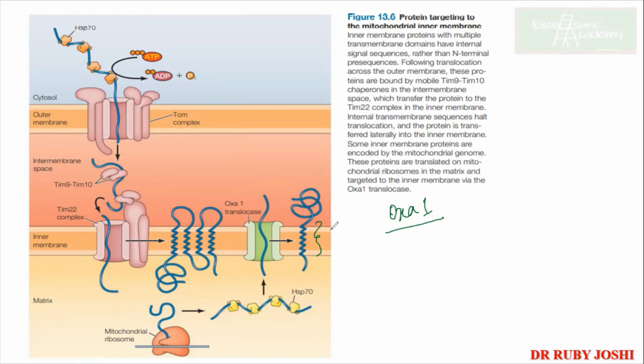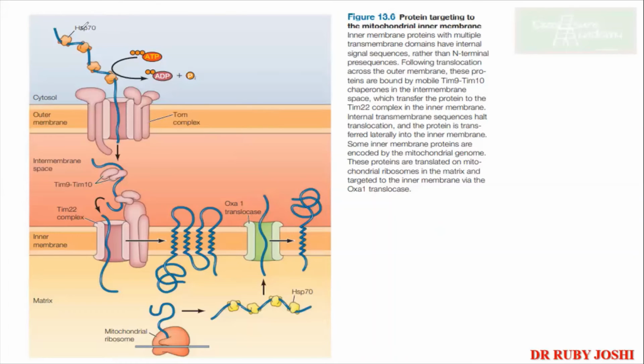Okay. Now, what is happening? And suppose there are many alpha helices spanning the membrane, then it is your TIM22. Can you see it? It is TIM22. Okay. Let's go one by one.